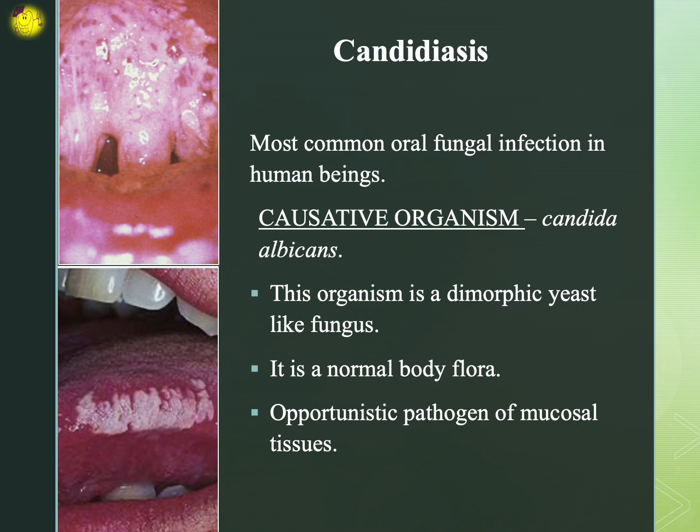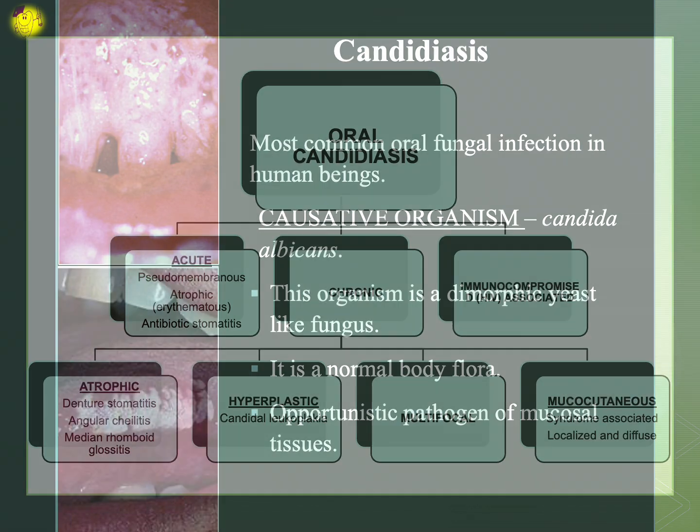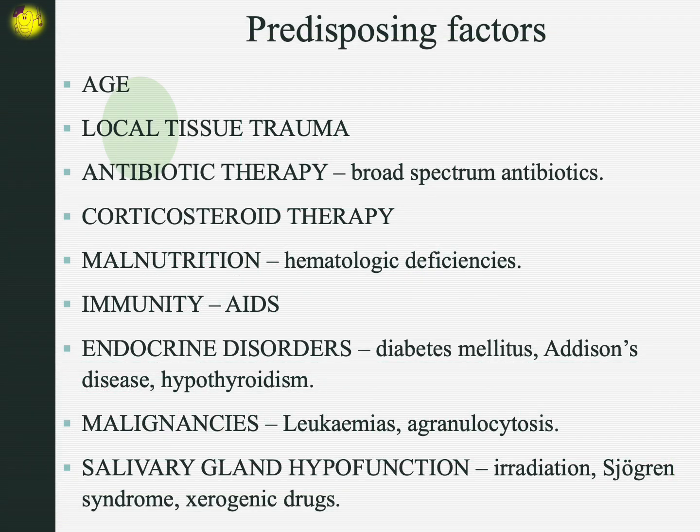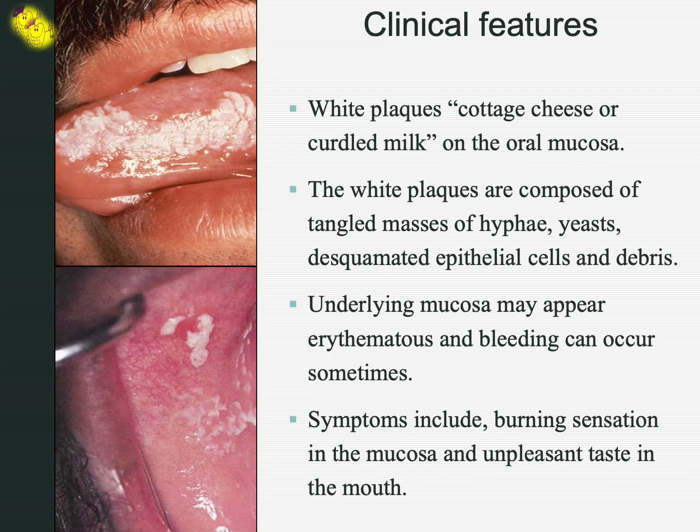So the causative organism is Candida albicans, and we can broadly classify oral Candidiasis into acute, chronic, and immunosuppressive associated. And the predisposing factors can be anything which is related to immune suppression, extremes of age, long-term antibiotics, long-term corticosteroids, anything that involves immune suppression such as AIDS, endocrine disorders such as diabetes mellitus, Addison's disease, and any salivary gland hypofunction such as Sjogren's syndrome. So the clinical features are essentially white plaques, and they have a typical description of cottage cheese or curdled milk or curd-like appearance.